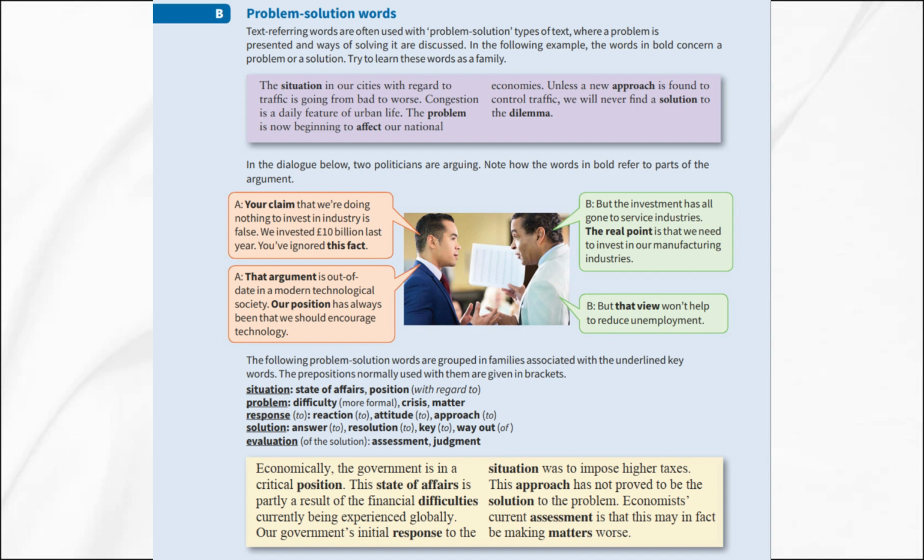Problem-solution word families. Now, let us look at problem-solution words grouped in families associated with the underlined keywords. The prepositions normally used with them are given in brackets. Situation, state of affairs, position with regard to. Problem, difficulty, which is more formal, crisis, matter. Response to, reaction to, attitude to, approach to. Solution, answer to, resolution to, key to, way out of. Evaluation of the solution, assessment, judgment.